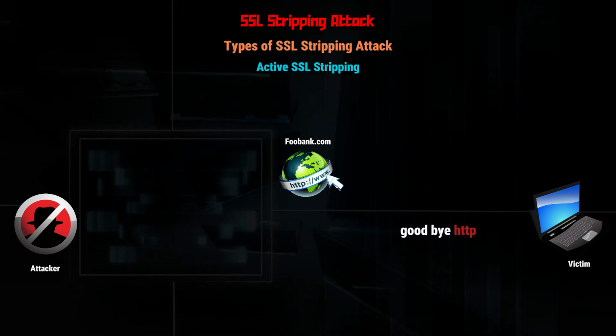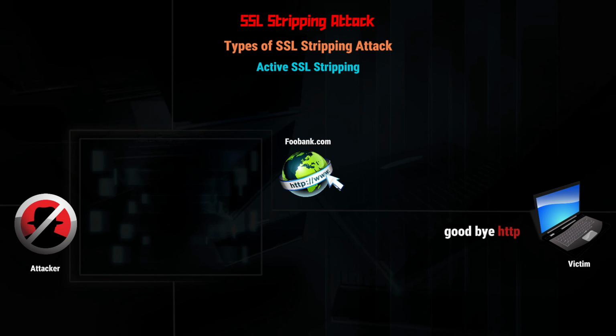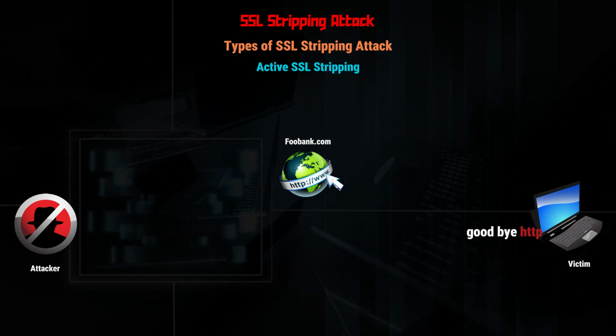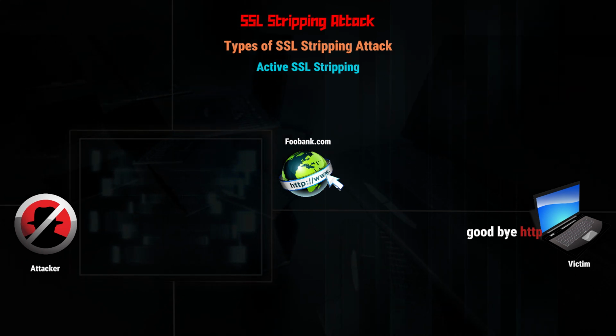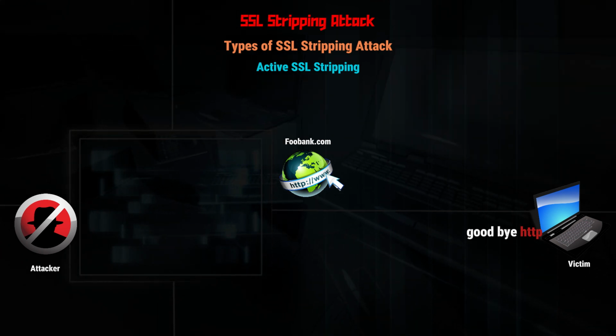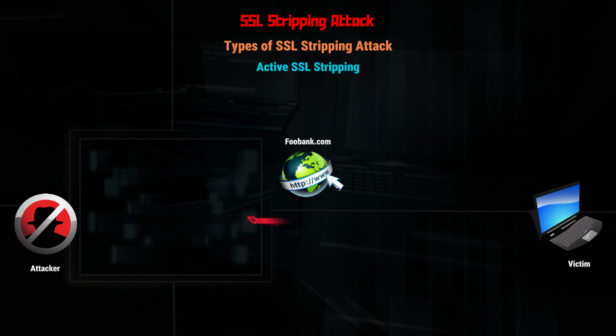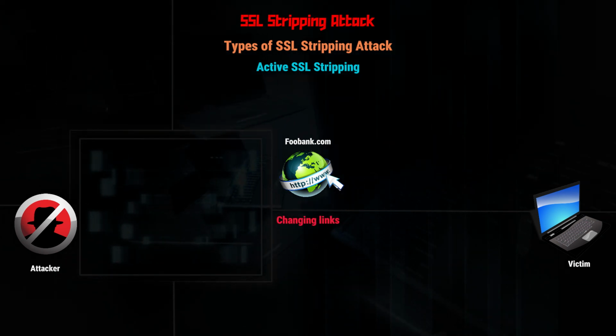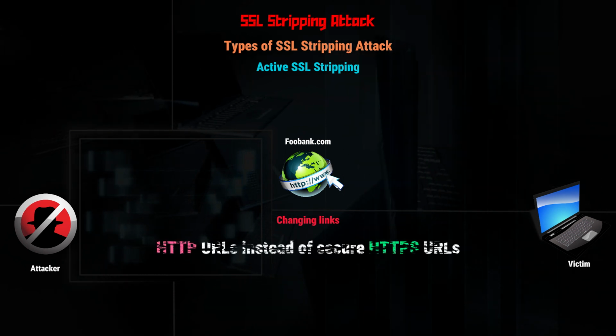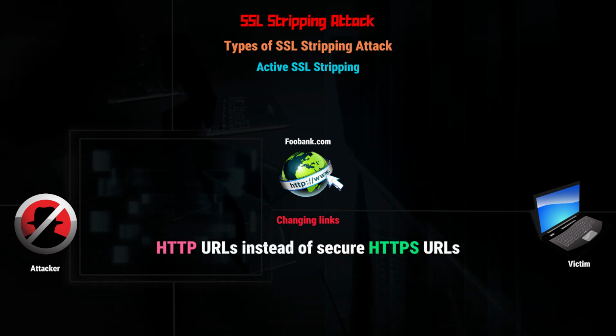In active SSL stripping, the hacker actively alters the content of the web pages exchanged between the user and the website. They can use various techniques, such as changing links. The attacker modifies links within the web page to point to insecure HTTP URLs instead of secure HTTPS URLs.